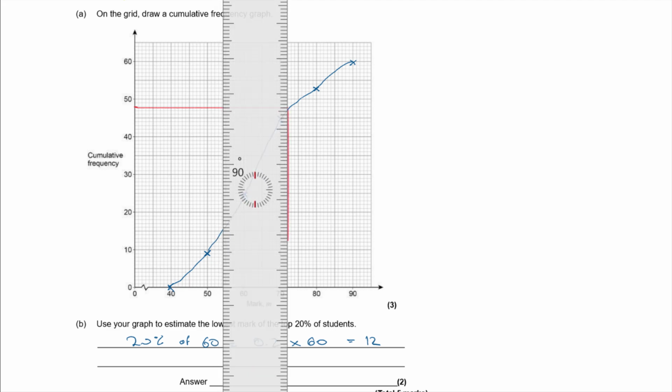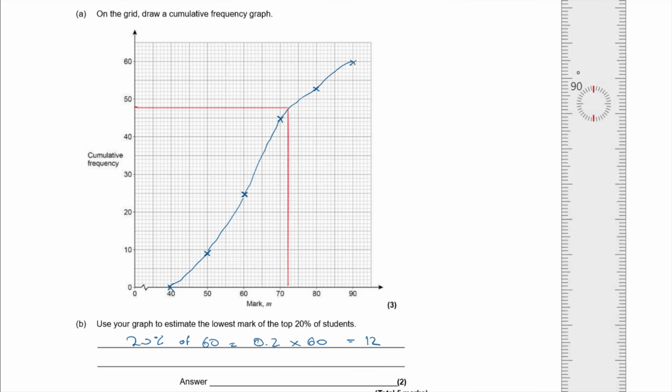Now I'm making that for my graph to be 72. You're going to get a bit of wiggle room on this. If your graph looks slightly different, you have to draw a smooth line, didn't you? It's quite possible we both did something slightly different. Then just read yours off.